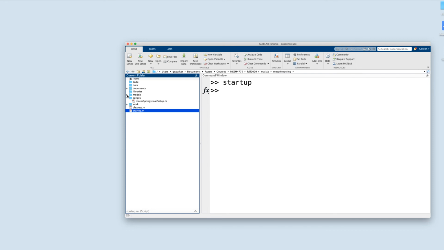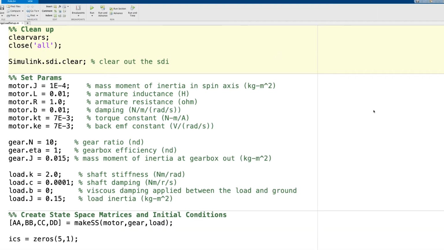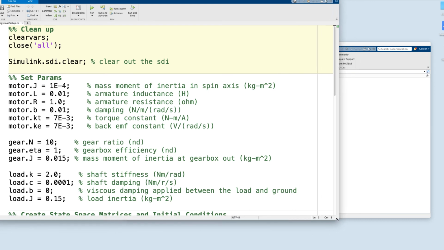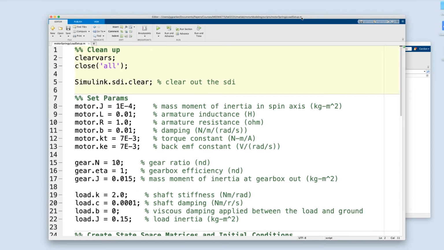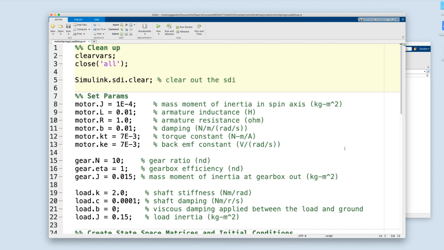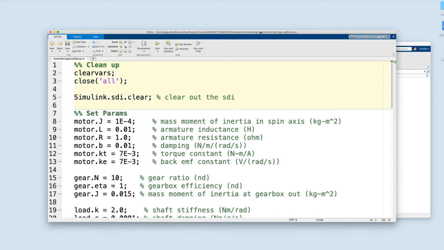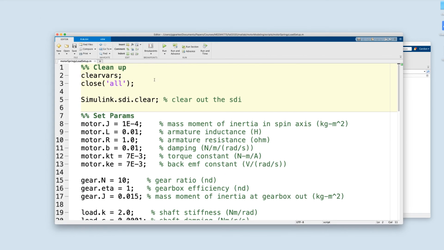And what do I have in here? So I have a script that sets up all the parameters. Let's just take a look at that. Now that's a big thing, so let me squish it down just a little bit. Hopefully that'll work. Great. So just do a little bit of cleanup, clean out the simulation data inspector that pops up in Simulink, Simscape, etc. And then set some parameters.